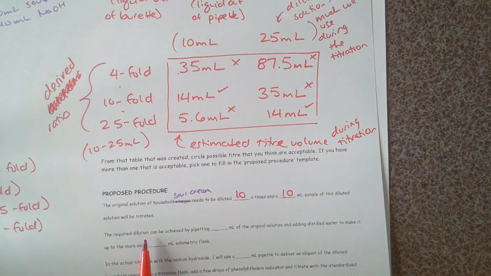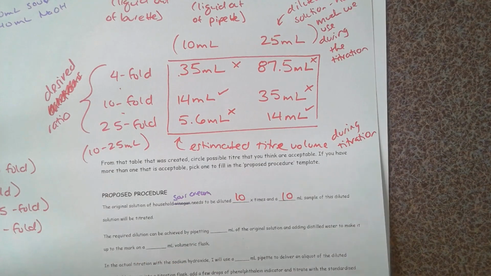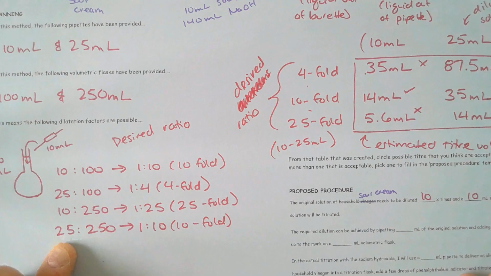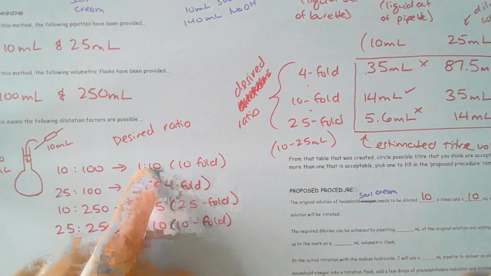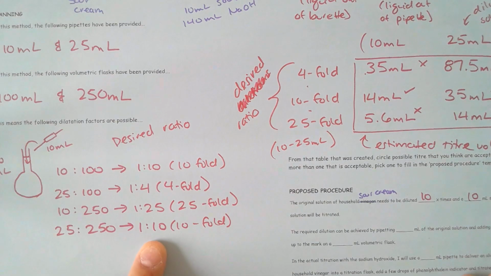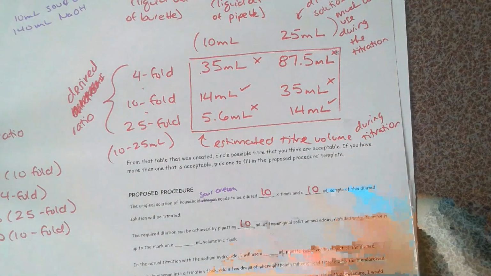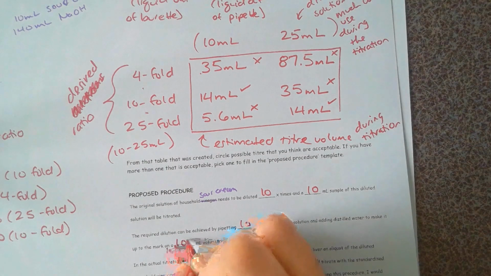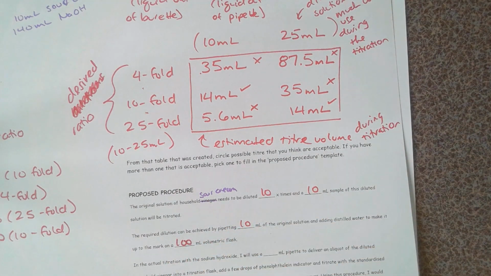This will require dilution by pipetting, and now you need to explain how you're diluting it. You can dilute it two ways. You can either say you're diluting 10 into 100, or you can say you're diluting 25 into 250, because both of those result in a 10-fold dilution. Either one I would be happy with. I'm going to just go with 10 milliliters of the original solution, adding distilled water to make it up to a mark of 100 on a volumetric flask. So that paragraph explains how you dilute it.